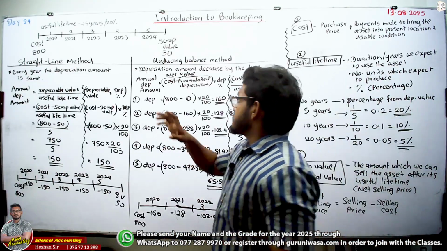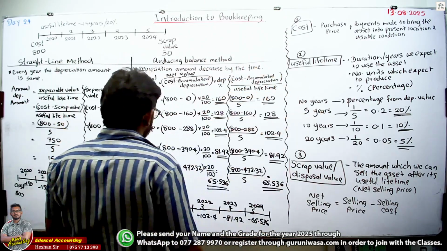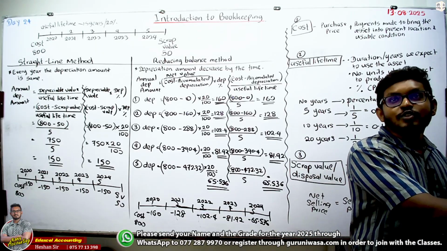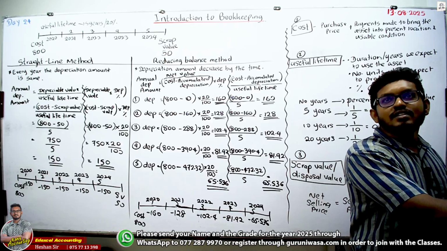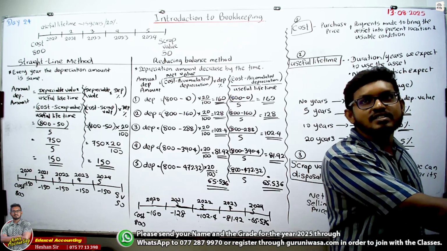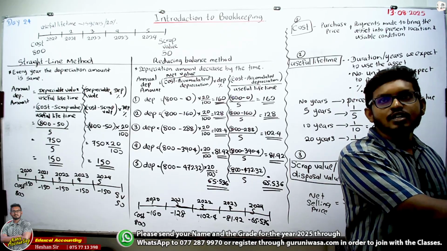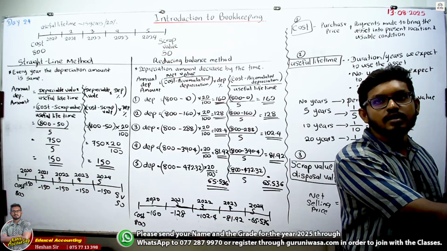In the second method, we ignore the scrap value. This is how we calculate. Now it's still not finished. How to record it and how to do other things will be discussed tomorrow, right? So I hope you got a clear idea about this.